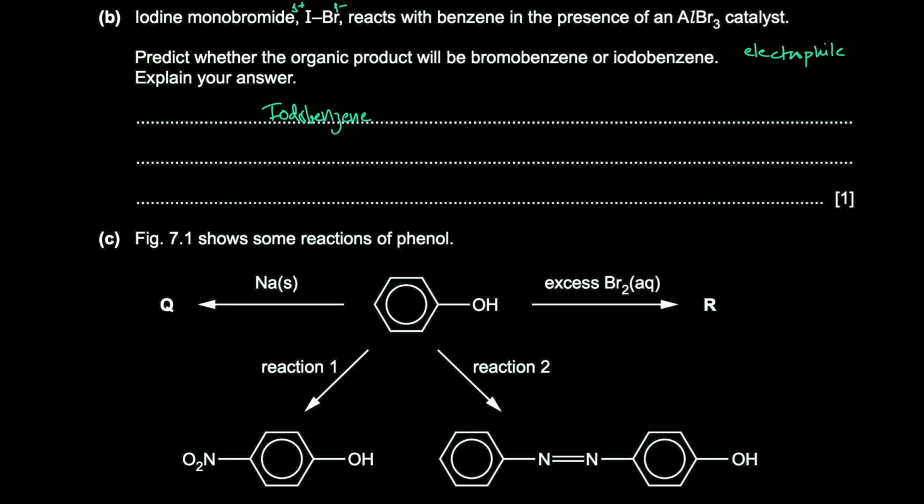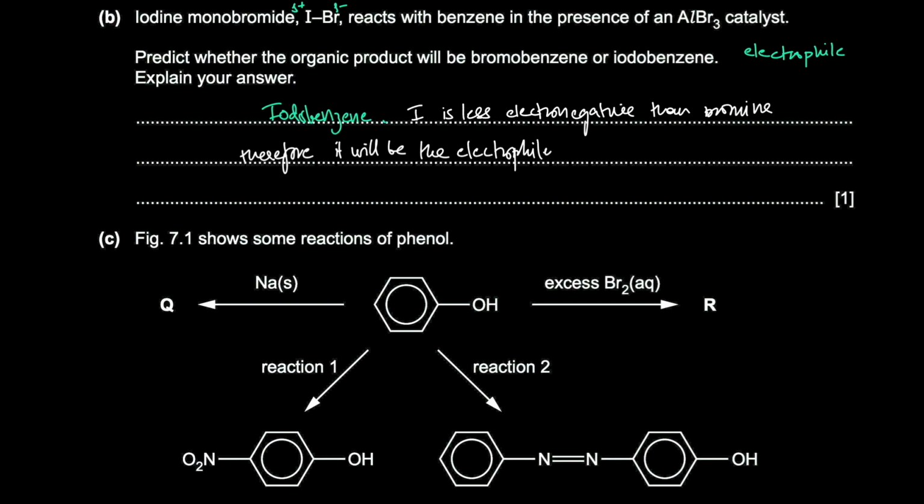The reason why is because iodine is less electronegative than bromine. Therefore, it will be the electrophile.